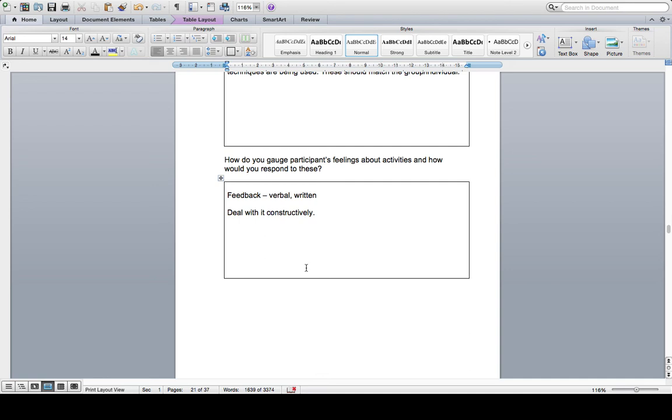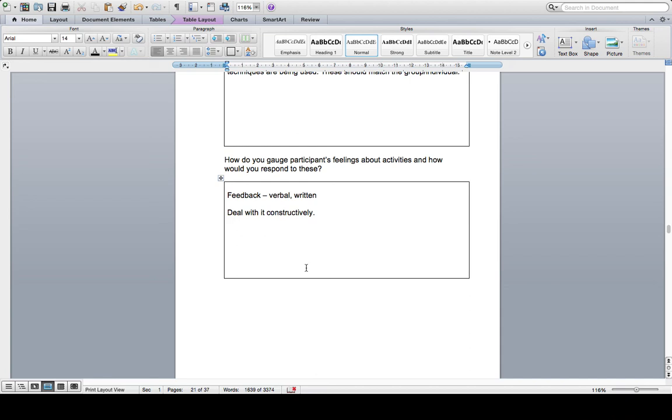Okay, so it doesn't always have to be negative feedback, but if it is negative, and it's a massive point, you need to deal with it constructively. It's not a personal attack on you, and even if it is, you need to stay professional and be constructive about it. Take it on board and see if you can incorporate any points which the students bring up to change and adapt your session in the future to make it better for them, and ultimately make it better for you as well. But you must remain professional at all times and deal with it constructively.